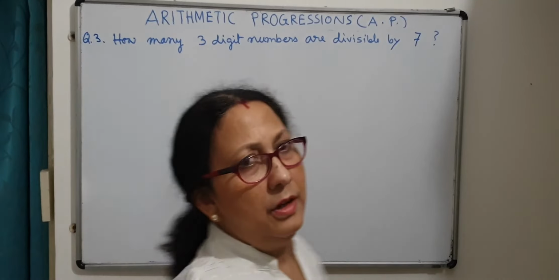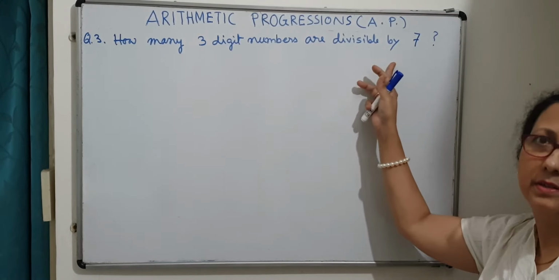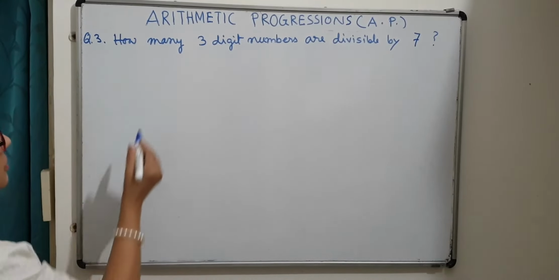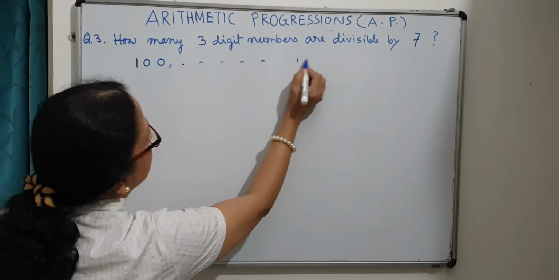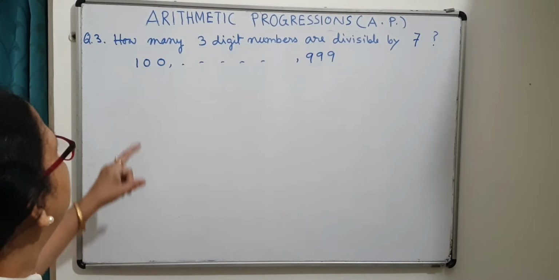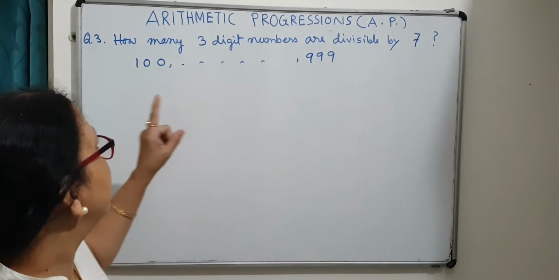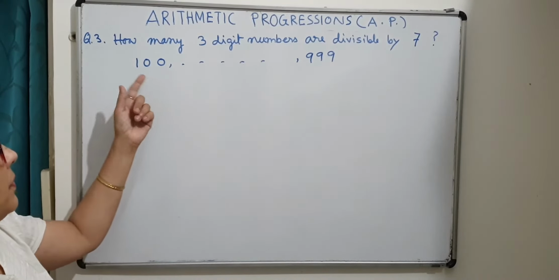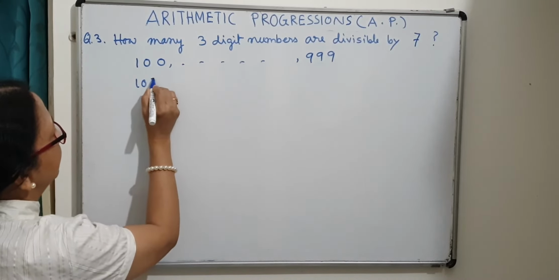So next question, a different type of question. How many 3-digit numbers are divisible by 7? So 3-digit numbers start from minimum 100 and maximum 999. So this is the range of 3-digit numbers. Now we have to find out how many 3-digit numbers are divisible by 7. So what is the first number that is divisible by 7? It has to be more than 100. So we know 7 into 15 is 105. So the first number will be 105.